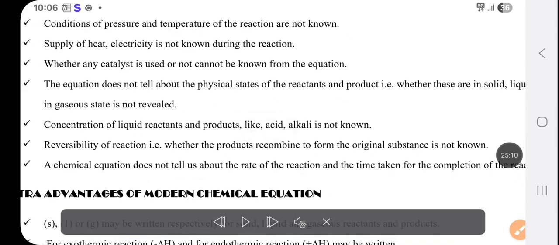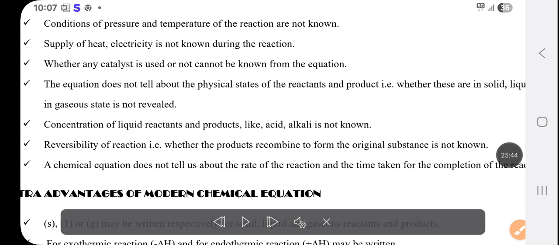The concentration of liquid reactants and products like acid and alkali is not known. For example, H2O, that is water, is made into H2 and O2. Is that water acidic, or does it have alkali or base property? No, we don't know it.